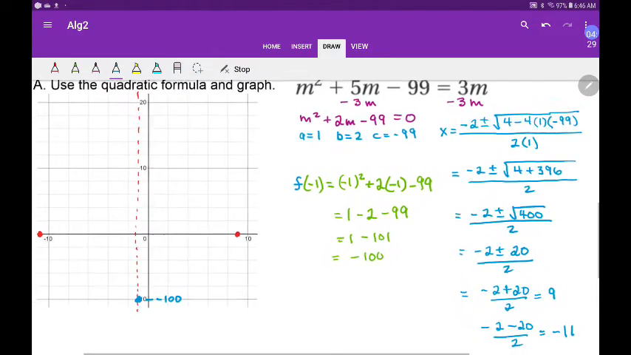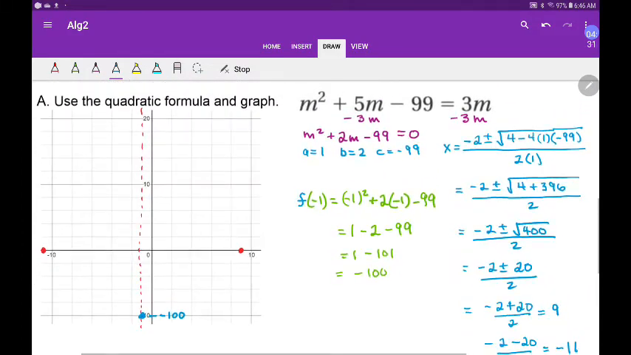Okay, so let's see. Where's it going to hit the x-axis? Well, it's going to hit right there because m is 0 and 2m is 0 because m is 0. So those two go away and I get negative 99. So it's going to hit immediately. It has to. It's got to go over there and hit.